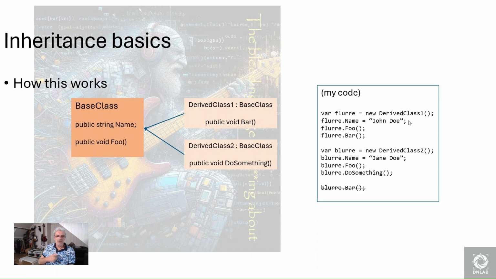And the second thing I want you to note is that Blurr, which is the derived class 2, does not have access to a bar method, because the bar method is a component of derived class 1 and it is not exposed through the base class. This is how it works.